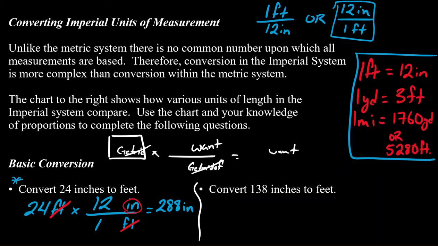Let's try this again. Convert 138 inches to feet. So we're going to start out with 138 inches, and we want to turn it into feet. Get rid of inches. Well, I know there's 12 inches in 1 foot. So inches and inches cancel out, and we should end up getting 11.5 feet.